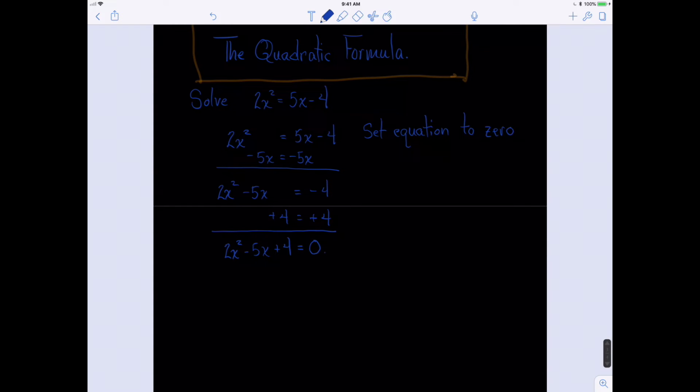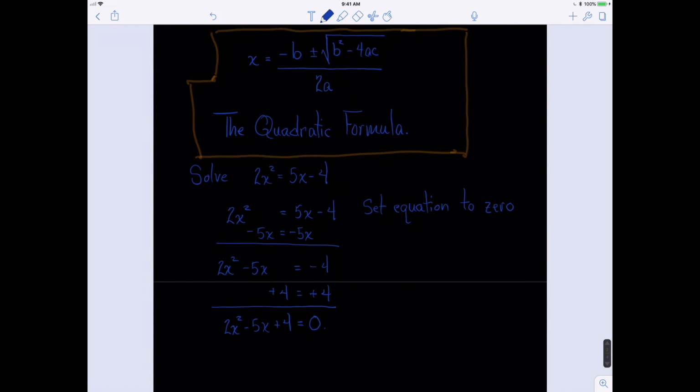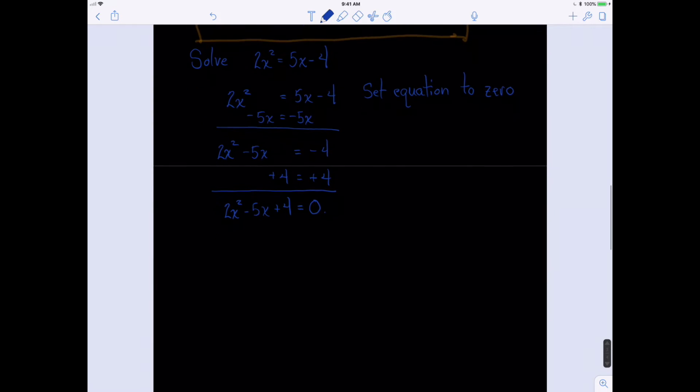Now I'm going to scroll back up a little bit, and notice this. What we have to identify now is A, B, and C, and I'll show you how we do that. We do that by remembering the general form: ax squared plus bx plus c equals 0. So now look, when it's all lined up, you can see that in this problem, a is 2, b is plus a negative, so it's negative 5, and c is 4.